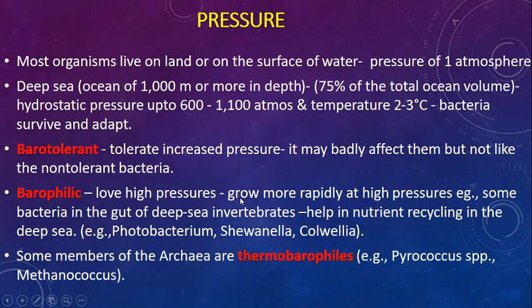Now, another factor which is important for the growth of microorganisms, we'll be just seeing the basic things. First one is pressure. We know most organisms live on land, like us, or on the surface of water, even microorganisms, and they are exposed to a pressure of 1 atmosphere. But there are microorganisms inhabiting the deep sea. Deep sea means ocean of 1,000 meters or more in depth below the sea surface, and deep sea constitutes about 75% of total ocean volume. Their hydrostatic pressure can reach up to 600 to 1100 atmospheres. Temperature can be around 2 to 3 degrees Celsius, and in such environments, most organisms do not survive, but bacteria survive and adapt to those conditions also.